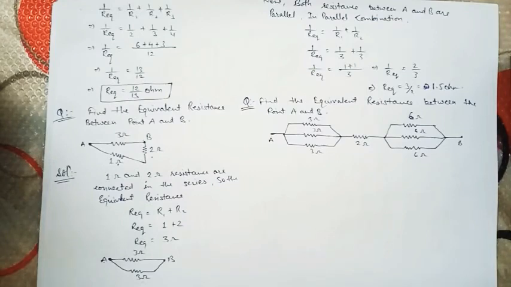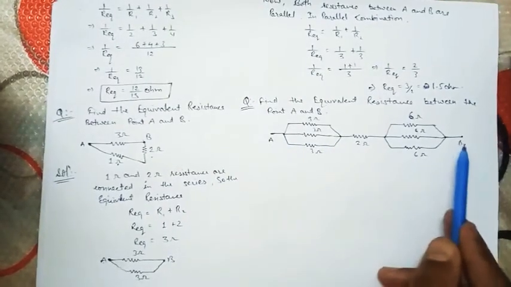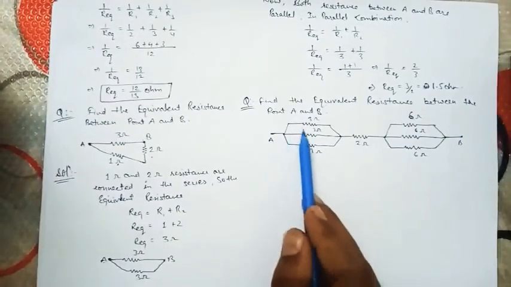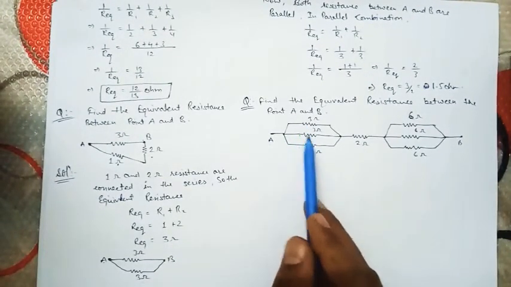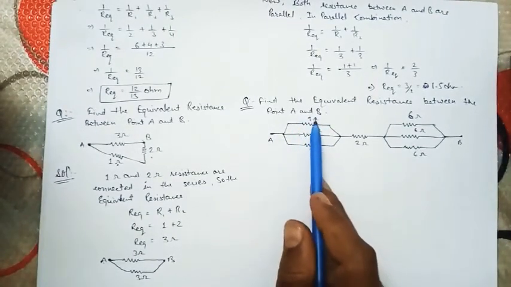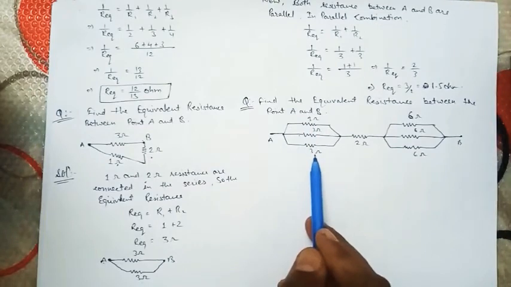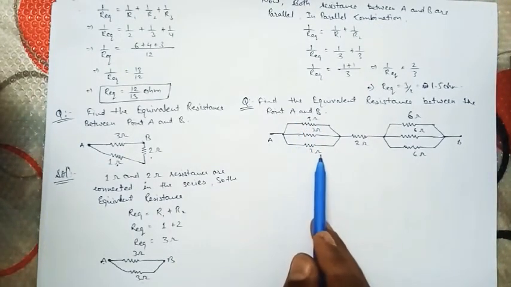In this question, when we move from point A to point B, first we get three paths. If we have more than one path, it's a parallel combination. So 3 ohm and another 3 ohm are in parallel combination. First we solve these 3 ohm, 3 ohm, 3 ohm combinations, the parallel combination.